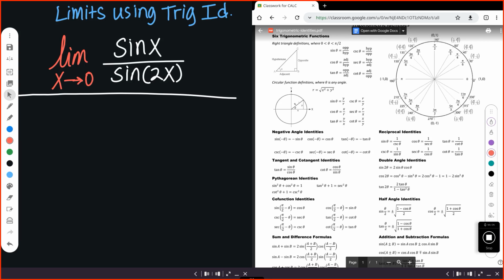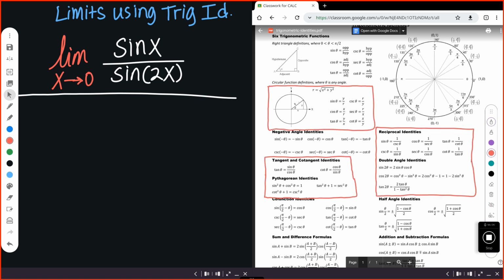This is a walkthrough on a problem dealing with limits using trig identities. We see the limit is, as x approaches 0 of sine x divided by sine 2x. And to the right here, we have a list of all the trig identities. I've gone and boxed in the very important ones, let's just say.